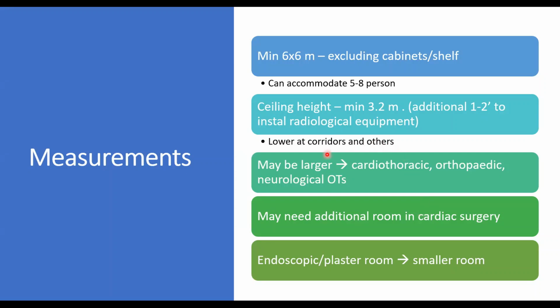You need a bigger room for certain specialized OTs such as cardiothoracic, orthopedic, or neurosurgery OT. In certain cardiac surgery, you need an additional room next to it to accommodate certain procedures they need. For rooms such as endoscopy or plaster room, you need only a small room. You don't have to have this big size of room.